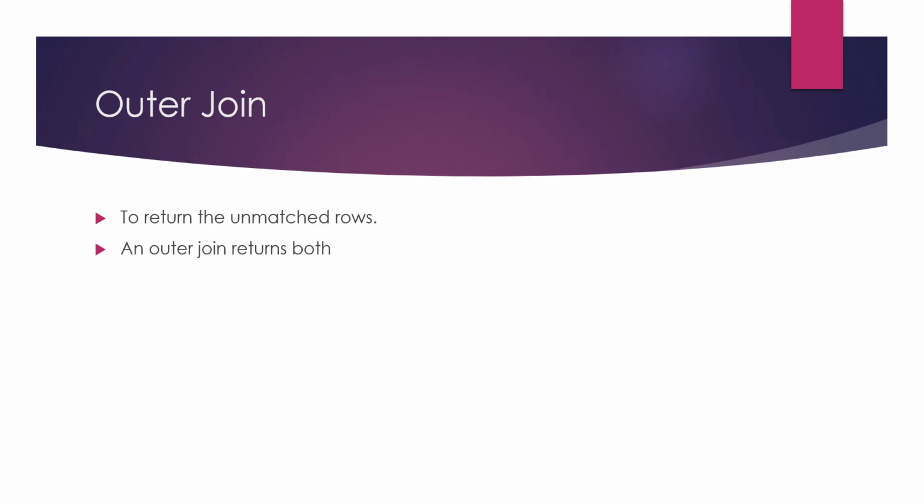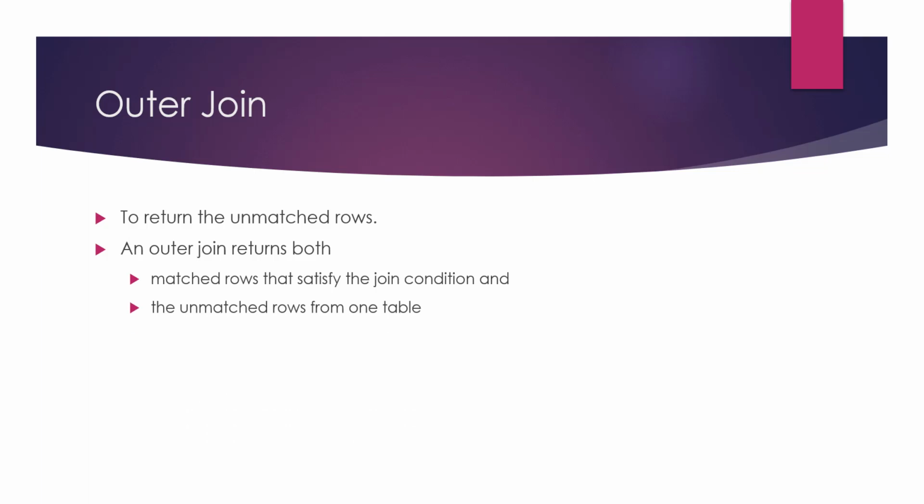So the outer join will return both the matched rows that satisfy the join condition, so where the common column they have a value in, and then the unmatched rows from one table, or if we use full outer join, it will return the unmatched rows from both tables. So we have three types of outer joins: the left outer join, the right outer join, and then the full outer join, which we'll be exploring in today's video.